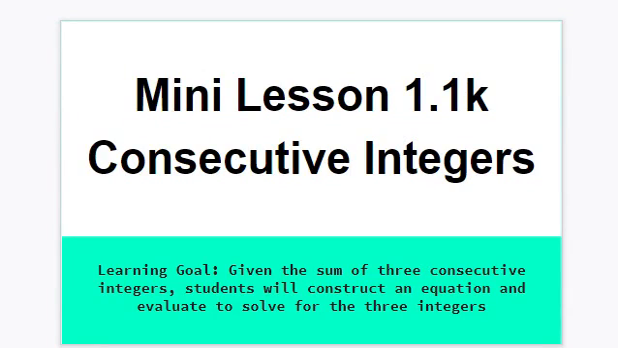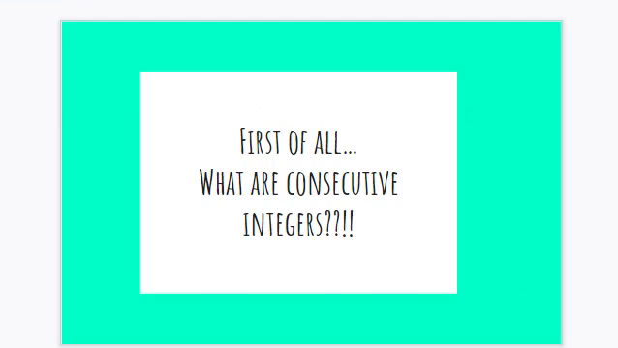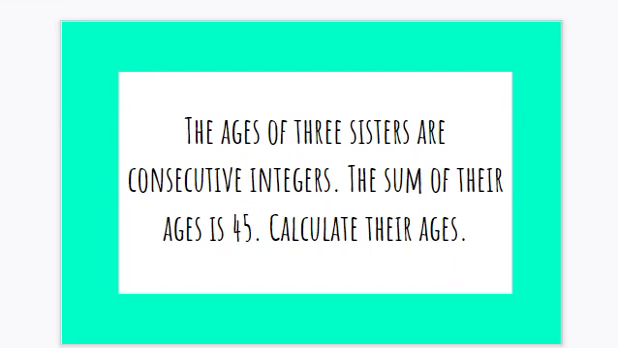Okay, so this is mini lesson 1.1K for consecutive integers. Our learning goal will be, given the sum of three consecutive integers, students will construct an equation and evaluate to solve for the three integers. So we might have some questions. What are consecutive integers? And how are we going to construct an equation to solve for them? So let's think about that. All right. So what are consecutive integers?